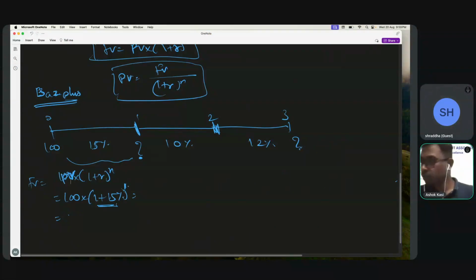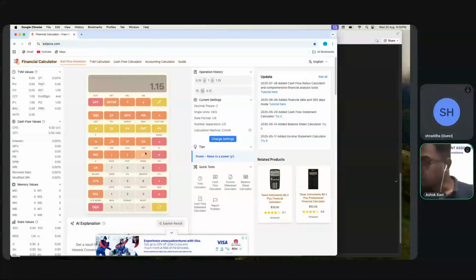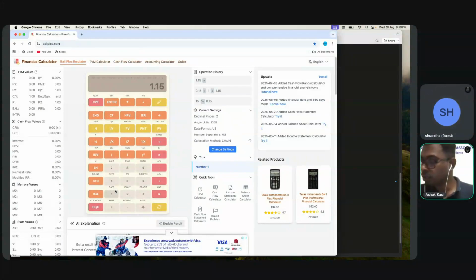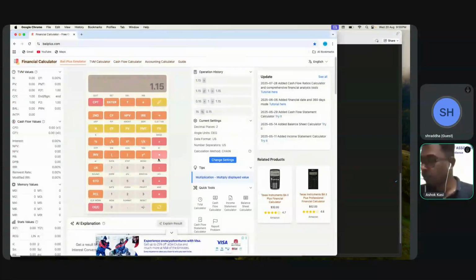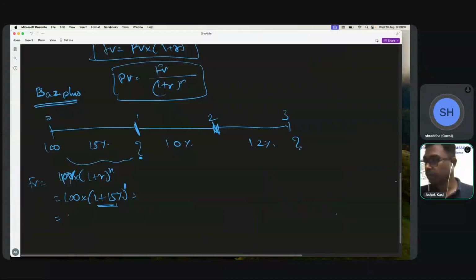So raised to 1 is this one. Y raised to x is for raised to 1. Because it is only 1, you will have the same number multiplied by 100. So that comes to 115. So this will be 115. Now from 115, it will again grow at the rate of 10 percentage for 1 year.